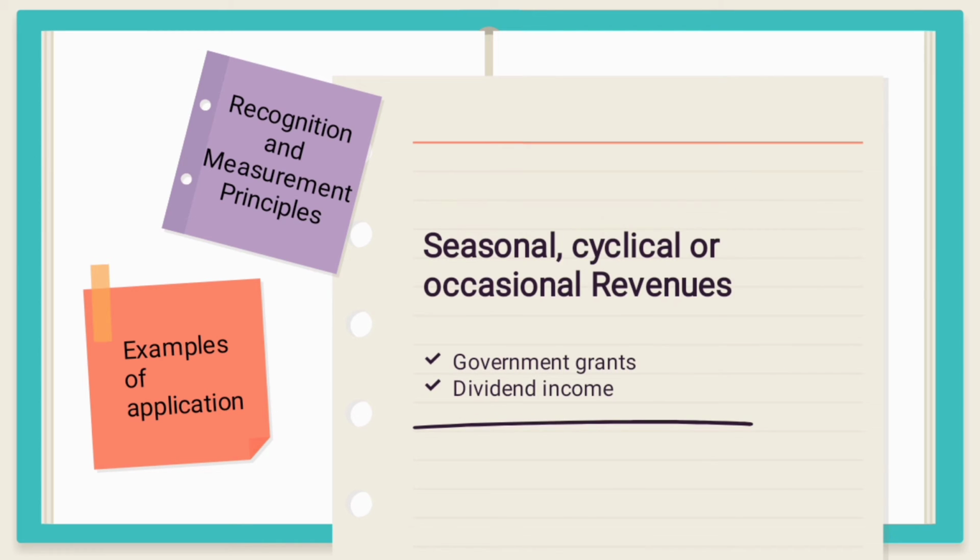Sa seasonal, cyclical, or occasional revenues, hindi siya anticipated or deferred kapag hindi siya appropriate sa end of the period. Ang dalawang example ay ang government grants and dividend income. Sa government grants, nire-recognize lang siya if may reasonable assurance. Sa dividend income naman, hindi siya dapat anticipated kapag hindi dineclared.